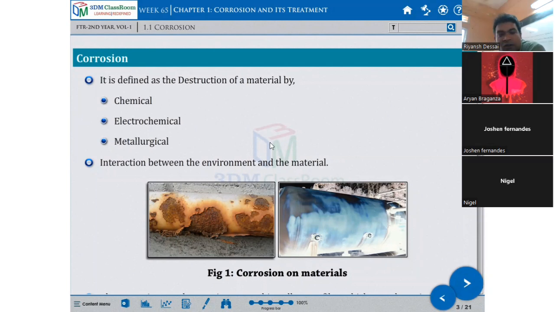See, corrosion is defined as the destruction of material by chemical, electrochemical, and metallurgical interaction between the environment and the materials. So generally, corrosion happens when it gets rusted chemically, electrochemically or metallurgically. There is a chemical combination between the environment and the material surface.